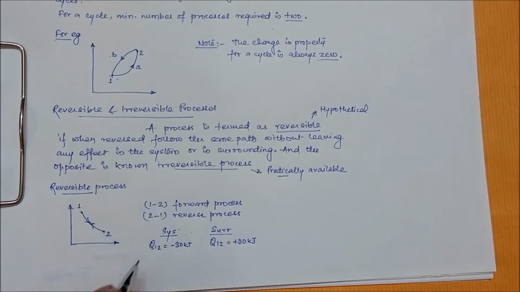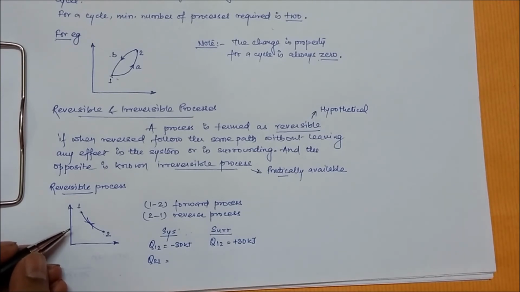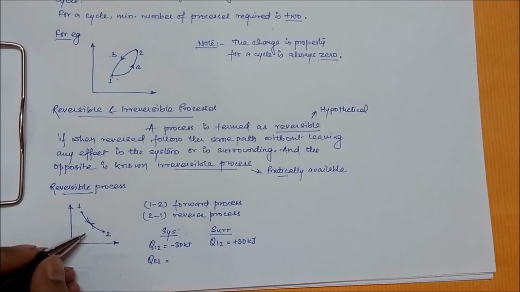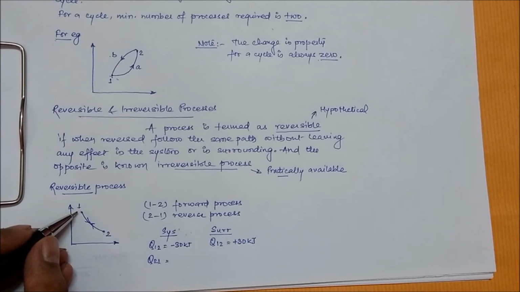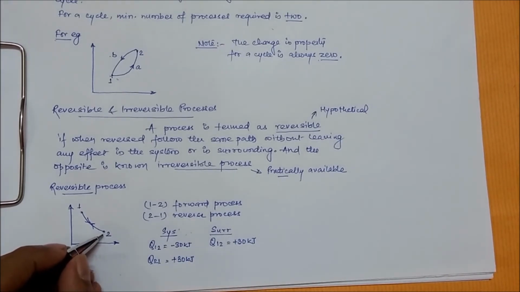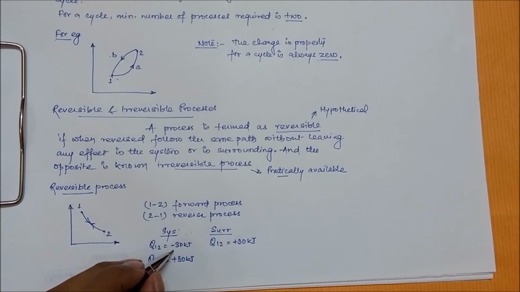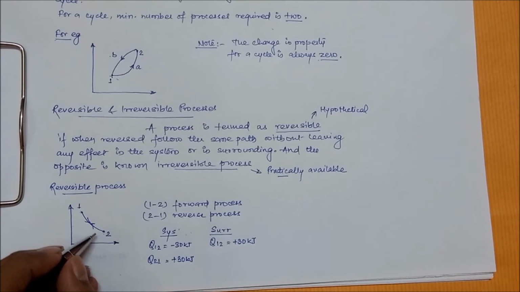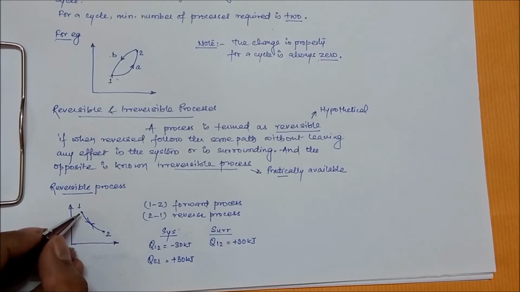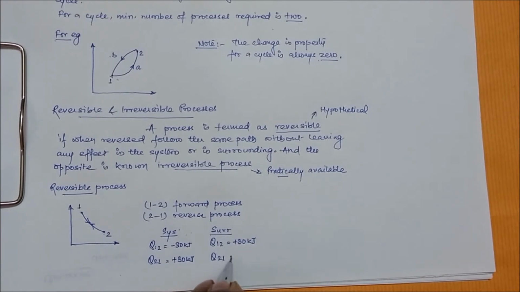Now when it is reversed, as it moves in the same path, the energy it has liberated, it should again absorb to reach its initial state. That means it needs plus 30 kJ while returning from 2 to 1, because when it moved from 1 to 2 it had left minus 30 kJ of heat. Now when it absorbs 30 kJ of heat, this heat will be absorbed from the surrounding, so for the surrounding it will be minus 30 kJ.